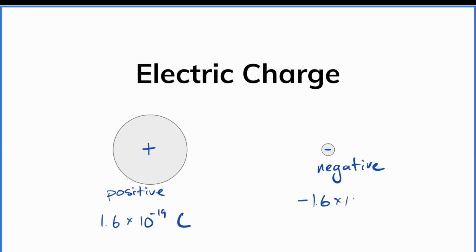Electric charge, we think of the fundamental charges, and this picture here shows what we consider to be a proton, which is the positive charge, and we have an electron here, which is a negative charge. The value of the proton's charge is 1.6 times 10 to the negative 19 coulombs, and the value of the charge on an electron is negative 1.6 times 10 to the negative 19 coulombs. This is called the fundamental charge, and we give it the letter e.